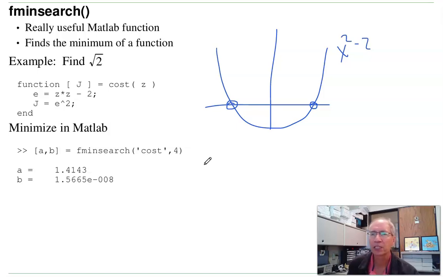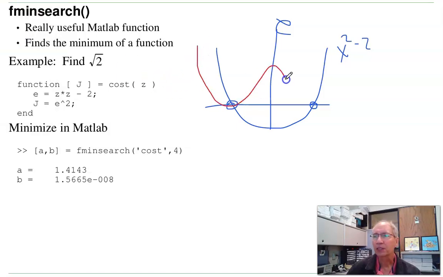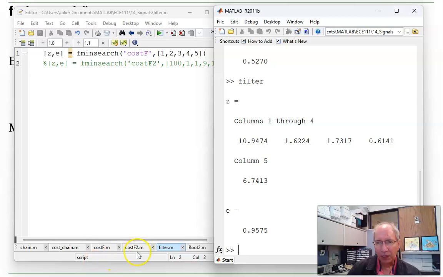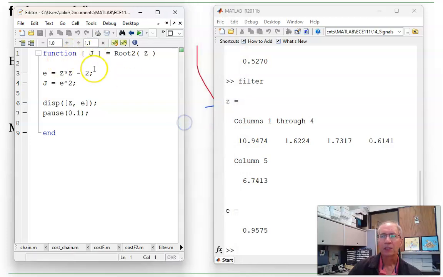fminsearch doesn't find the zero crossings. It finds the minimum. So if I take the error and square it, what I get is this type of function. That's error squared, or j. fminsearch will then find these points. Now in MATLAB I can do that. Here's a function called root 2. This is a function I wrote. I'm going to pass my guess for the square root of 2. It returns the squared error.